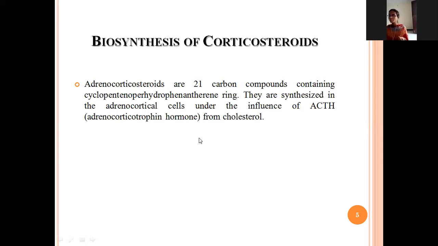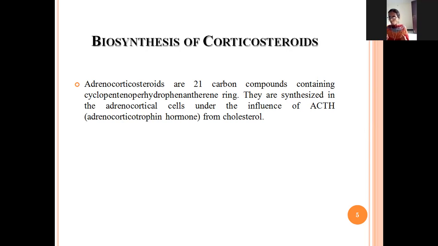Next one is biosynthesis of corticosteroids. Adrenocorticosteroids are 21-carbon compounds containing the cyclopentanoperhydrophenanthrene ring. They are synthesized in the adrenal cortical cell from cholesterol under the influence of ACTH.